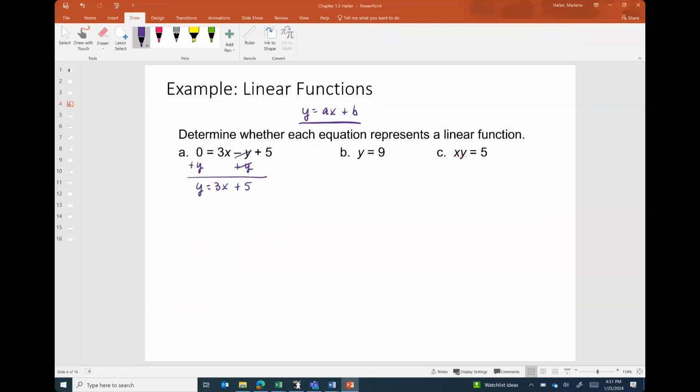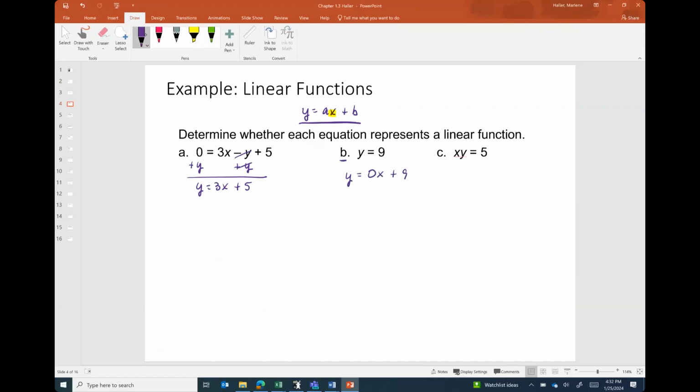It does now match the form. Look at b over here. This one's a bit odd. It doesn't look like a linear function either, does it? In fact, there's no term with an x in it. There's no x there at all, okay? But what if I add something that doesn't change the value? What if I write this like this? y equals 0 times x plus 9.